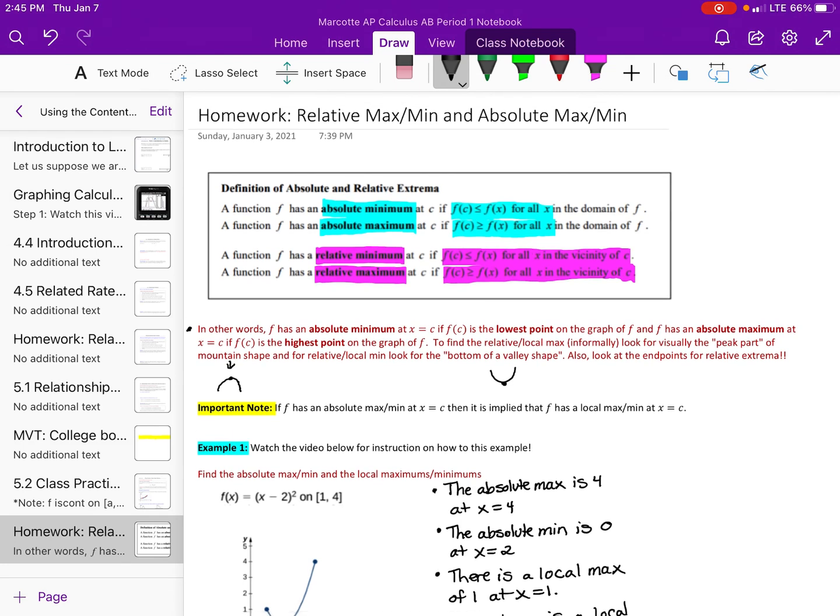But anyways, tune in for the next video to get an explanation for how to do the first example.